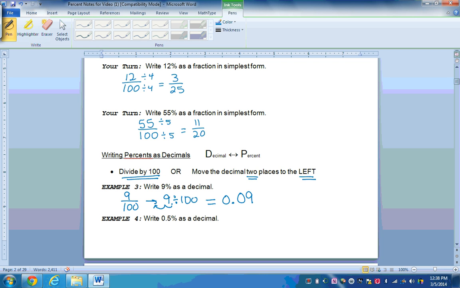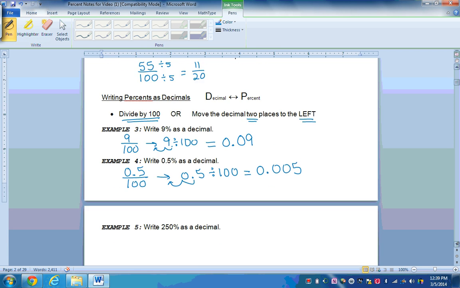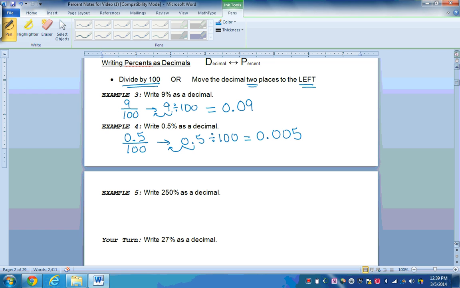Let's move on to example 4. 0.5%, half of a percent, would be 0.5 out of 100. Write that as a division problem, 0.5 divided by 100. And you can either put that on your calculator or use that little trick of bouncing back 2 spots. We'll need another 0 there, so it will be 0.005, which is 5 thousandths. We have one more example on the next page, so go ahead and flip over to the next page.